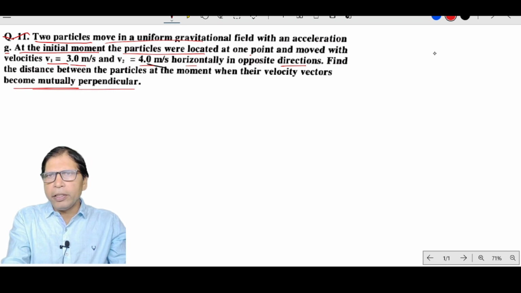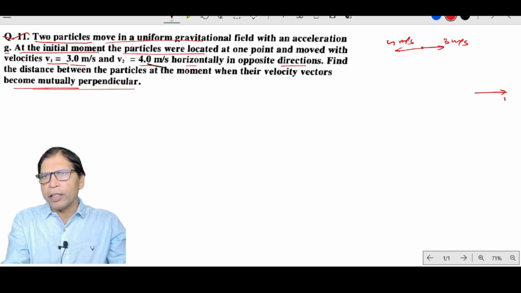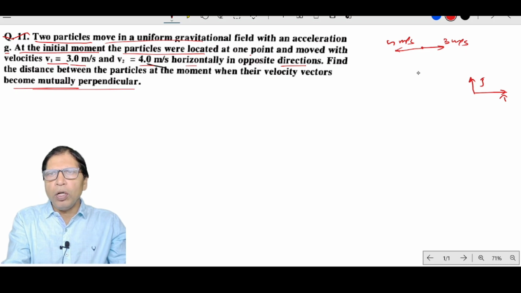Okay, now look at this. Suppose this is the point of projection. One has a velocity of 3 meter per second along this direction, and the other has a velocity of 4 meter per second along this direction. Suppose this is the i cap, and this direction is the j cap. Therefore, the velocity of the first particle after time t, v1, is equal to 3 i cap plus minus g t j cap.